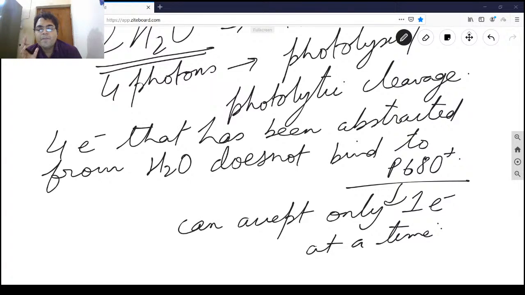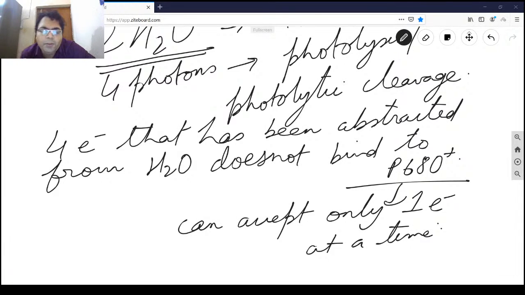So instead, a remarkable molecular device, the oxygen evolving complex or water splitting complex, has been developed by evolution in plants. This passes 4 electrons one at a time to P680, and doesn't lead to the loss of any electron. One at a time to P680.